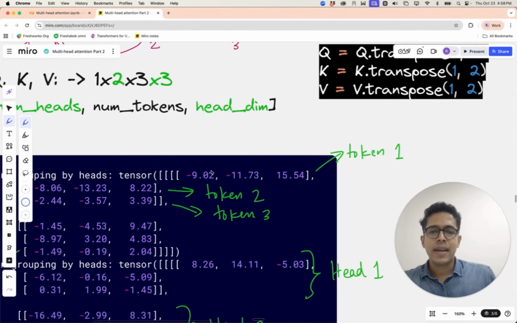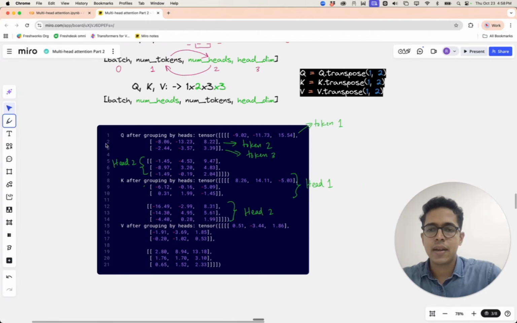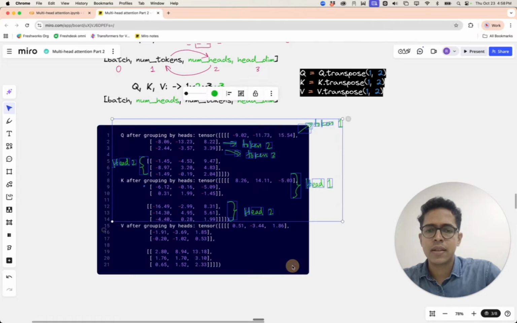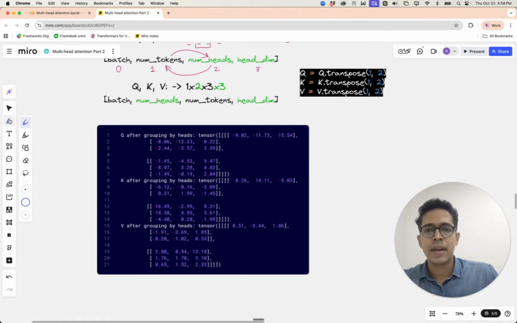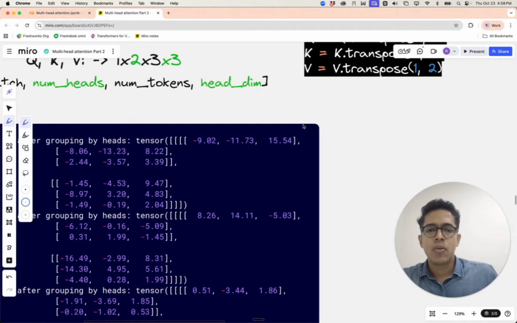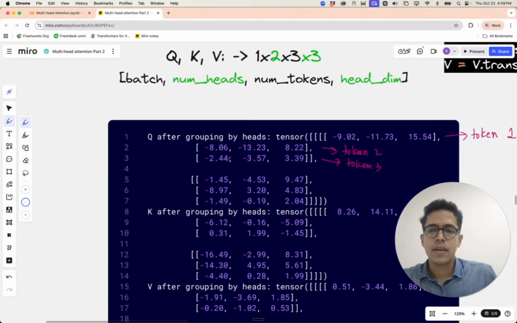Now, once they get exchanged, just see how the query, key, value looks like. Numbers will not change. It's just that their orientation will change. Now, what is this? This is token number 1. This is token number 2. This is token number 3. This plus this will form head 1.